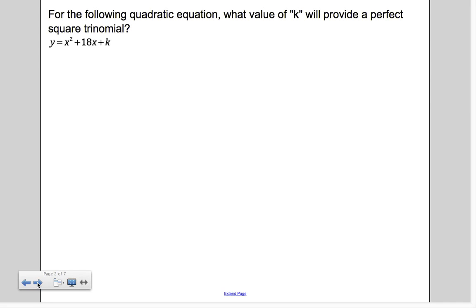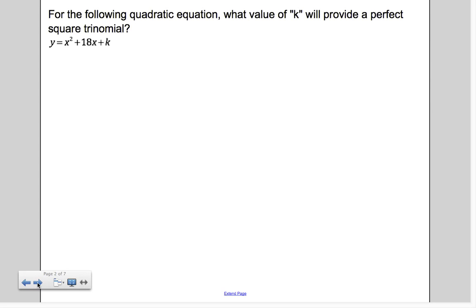What value? Anyone brave enough other than Eric? Haley? Guess? Stab in the dark? 9? Okay. Well, 9's a pretty good guess. Is 9 a perfect square? 9 is a perfect square, so k has to be a perfect square. So 9 is a pretty good guess.